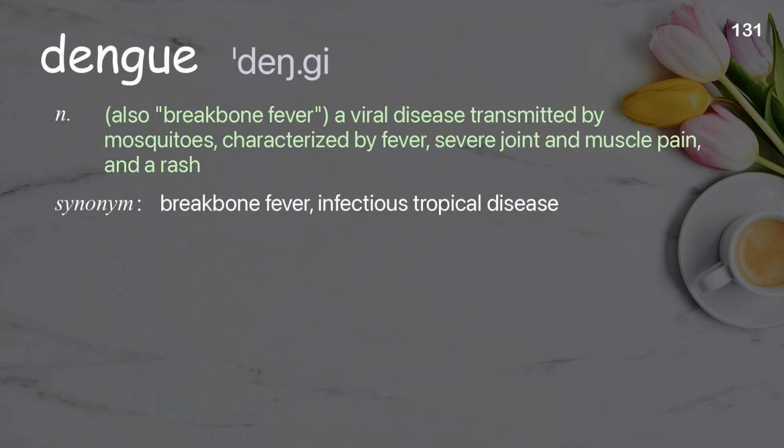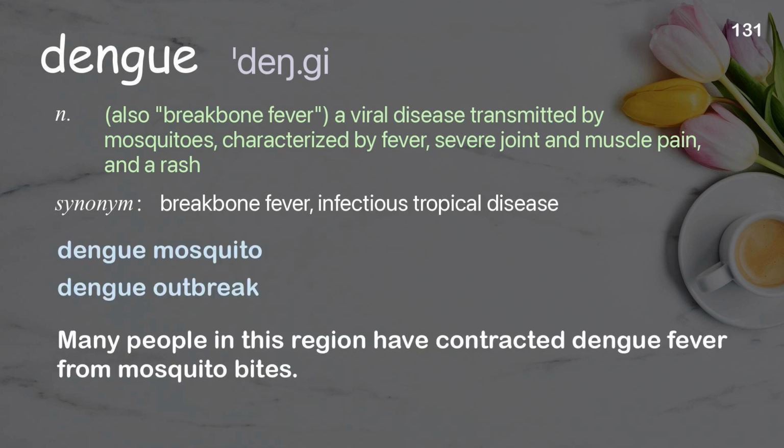Dengue: also breakbone fever, a viral disease transmitted by mosquitoes, characterized by fever, severe joint and muscle pain, and a rash. Examples: Dengue mosquito, dengue outbreak. Many people in this region have contracted dengue fever from mosquito bites.